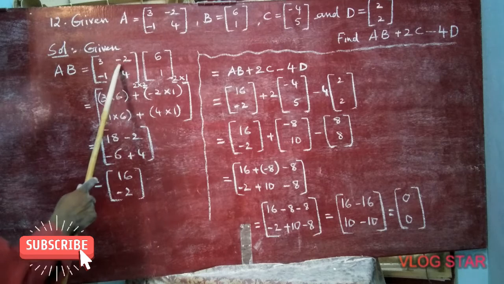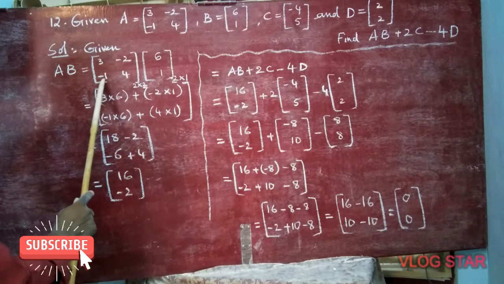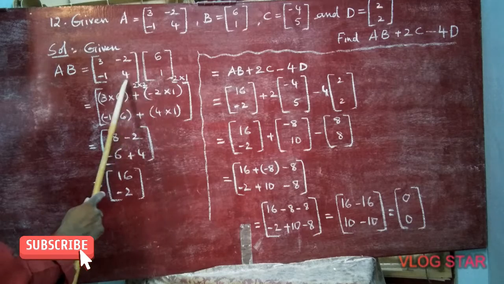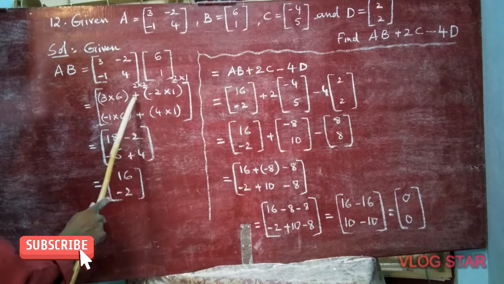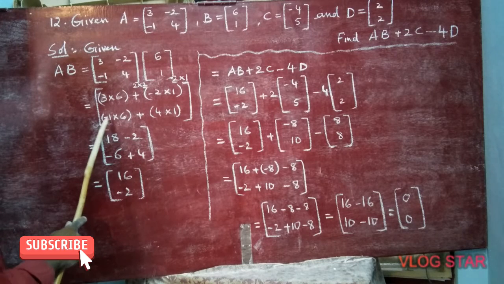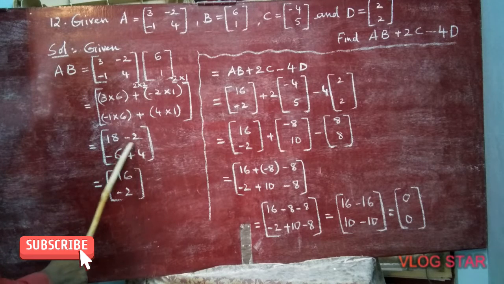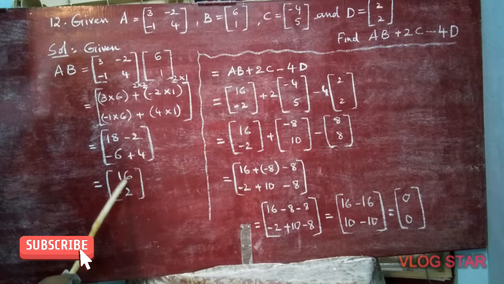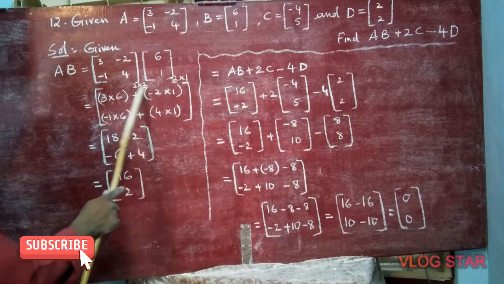3 into 6 plus minus 2 into 1. First element completed. Second one: minus 1 into 6 plus 4 into 1. 3 6s are 18. Plus into minus, minus. 2 1s are 2. Minus into plus is minus. 1 6 is 6. Plus 4 1s are 4. 18 minus 2 is 16. Minus 6 plus 4 is minus 2. So we got a 2 by 1 matrix.